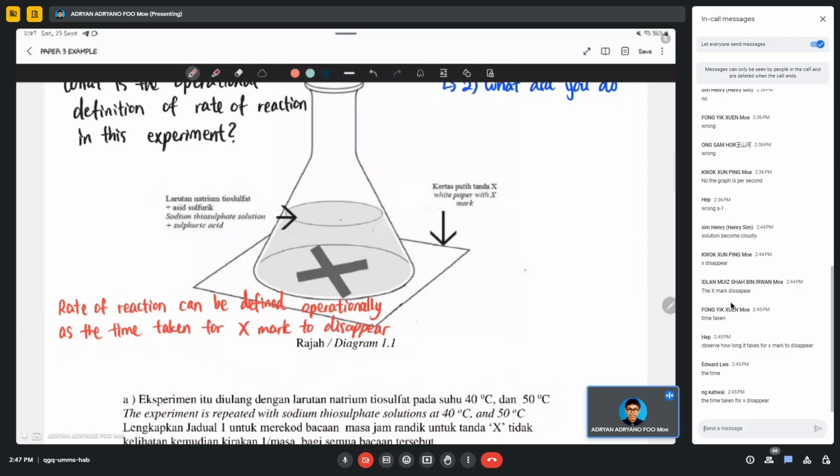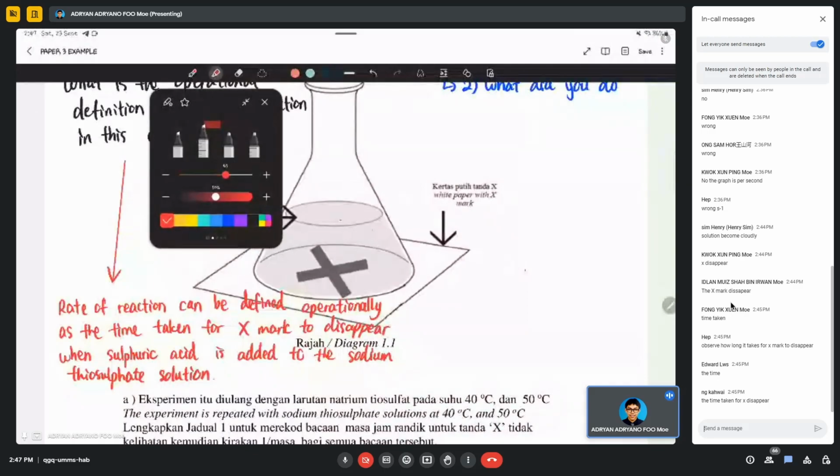What did you do? When sulfuric acid is added to the sodium thiosulfate solution. This is your answer. Easy, right? What did you observe and what did you do? That's it. Okay, this is your answer for operational definition.